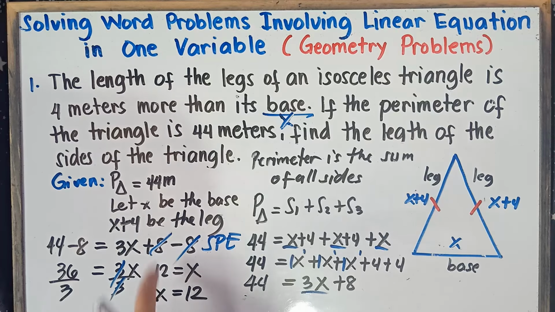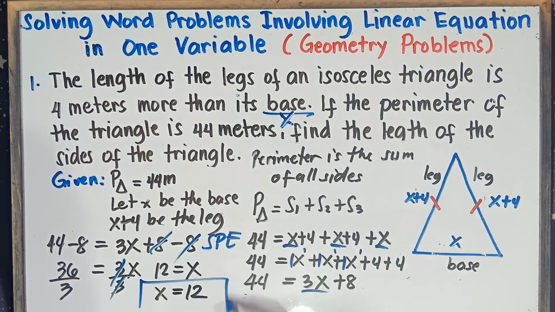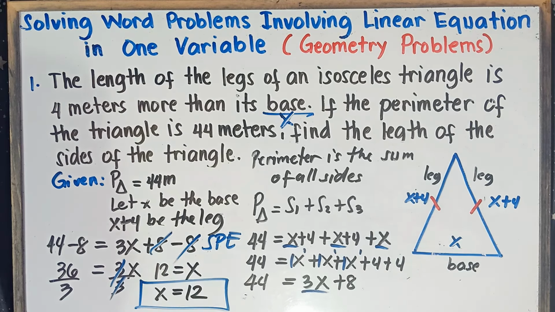We call this one the symmetric property. So therefore, class, the value of the base is equal to 12. Once again, our x is equal to 12. This will be our base. Once again, class, this will be our base.